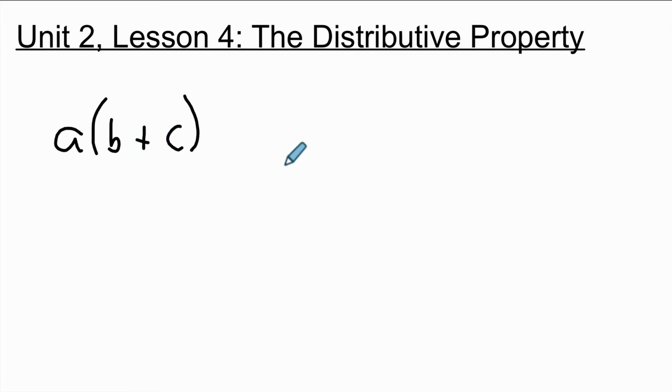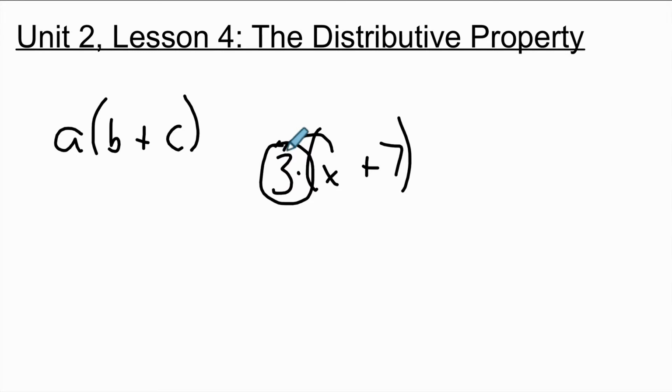So if we had something like 3 times (x plus 7), another way to rewrite this, an equivalent expression, since we know we have multiplication right here, is to distribute this 3 to every term on the inside. We're going to multiply by every term. 3 times x is 3x plus 3 times 7 is 21.